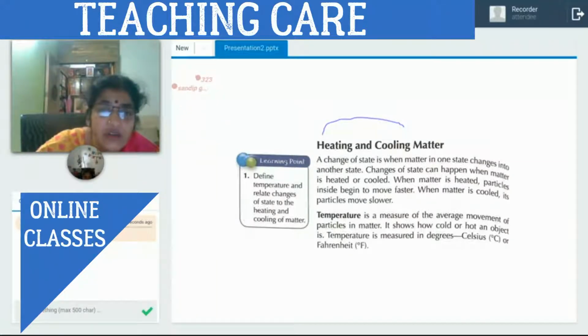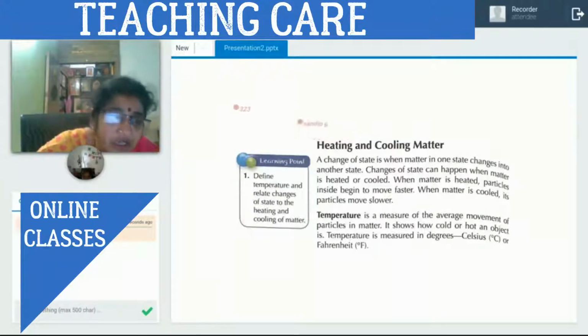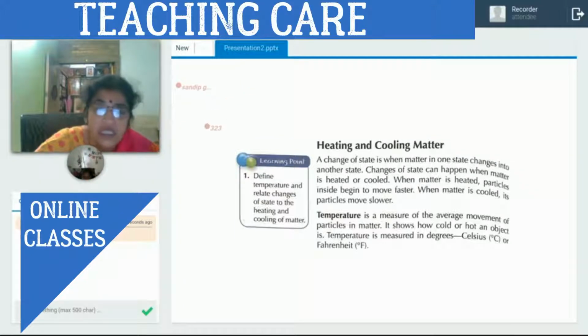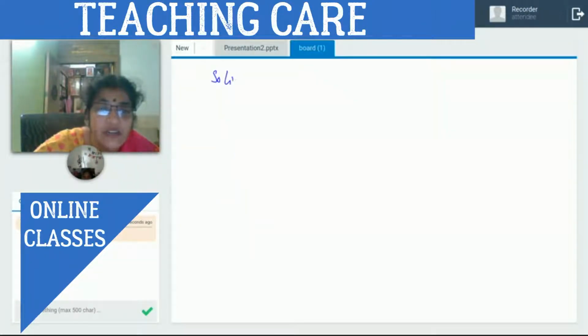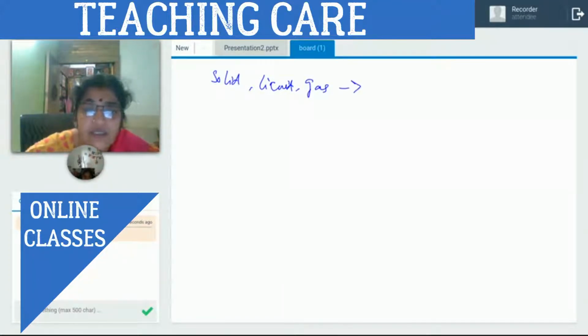So, before that, I want to ask you, what are the three states of matter? Can you tell me? Solid, liquid and gas. Solid, liquid and gas. Very good. In that, one thing can be changed into another, isn't it? That is called a change of state, right? Okay. So, there are three states of matter, solid, liquid and gas, right?